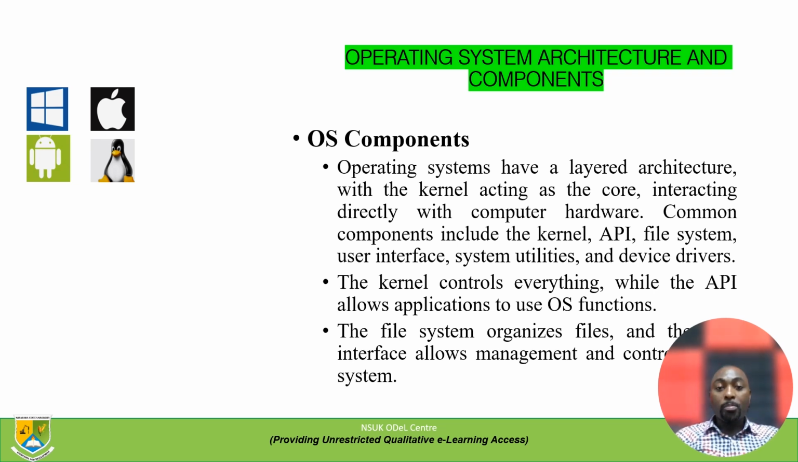OS components. So operating systems have a layered architecture with the kernel acting as the core, thereby interacting directly with computer hardware. So common components include the kernel, the application programming interface API, file system, user interface, system utilities, and device drivers. The kernel controls almost everything, while the API allows applications to use OS functions. The file system organizes files, and then the interface allows management and control of the system.